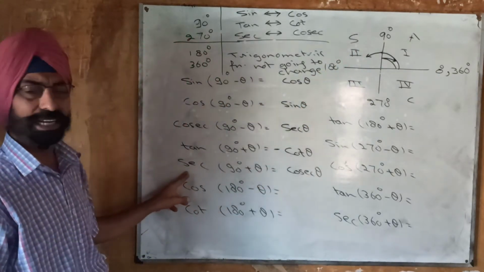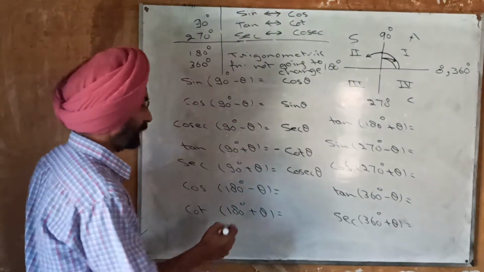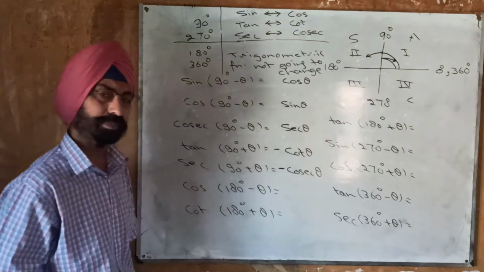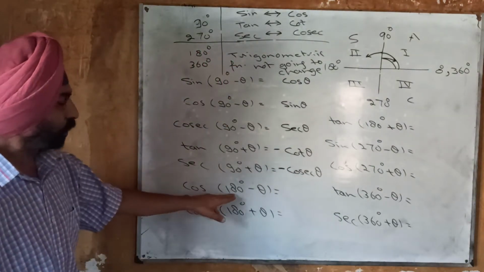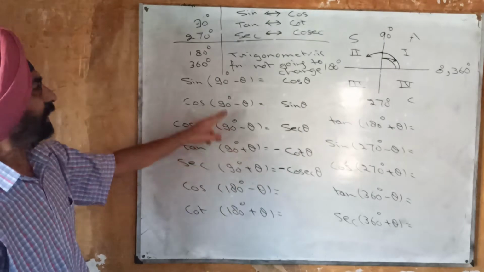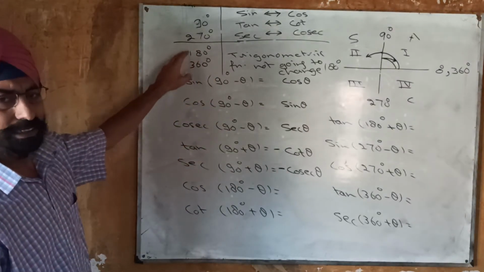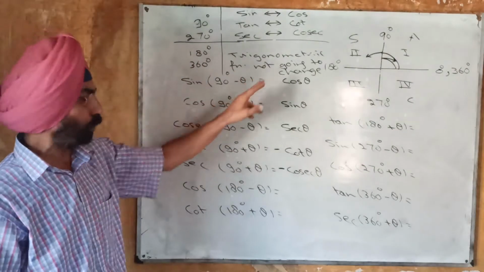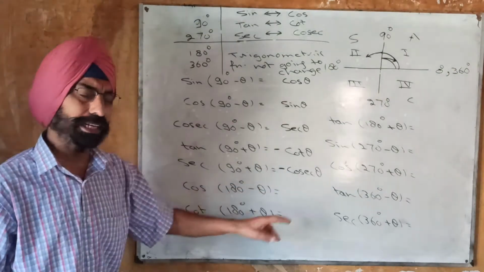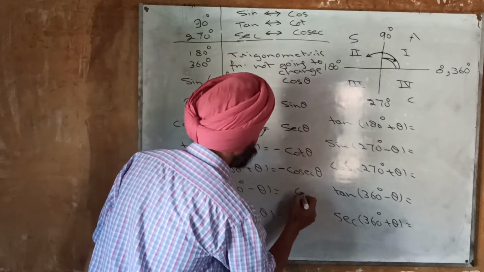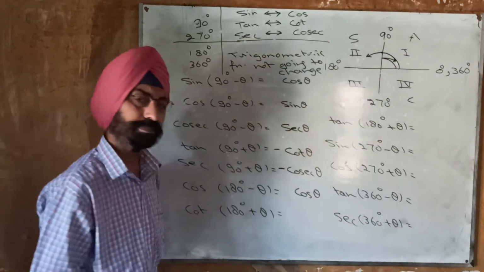So secant will also be negative, so you will get a negative sign here. Move on to the next. It is 180 and 270. Trigonometric function is not going to change. If it is cos, it will remain cos. So you will get cos theta.